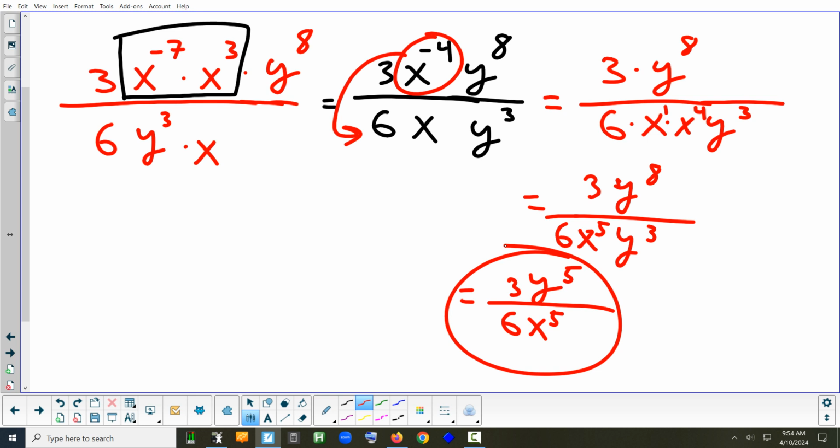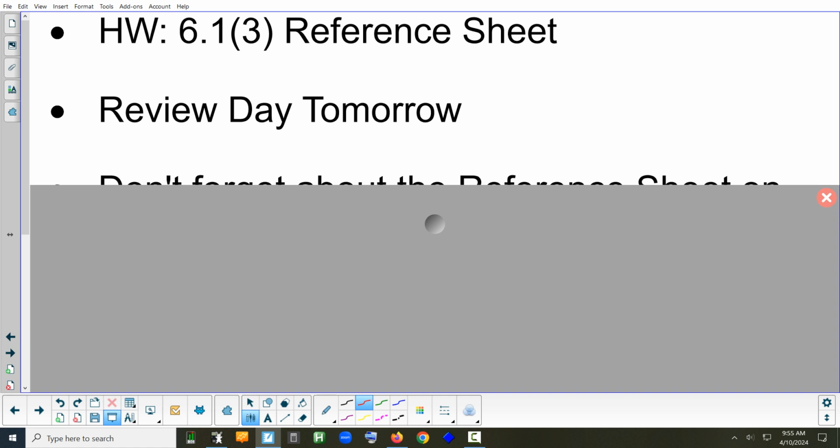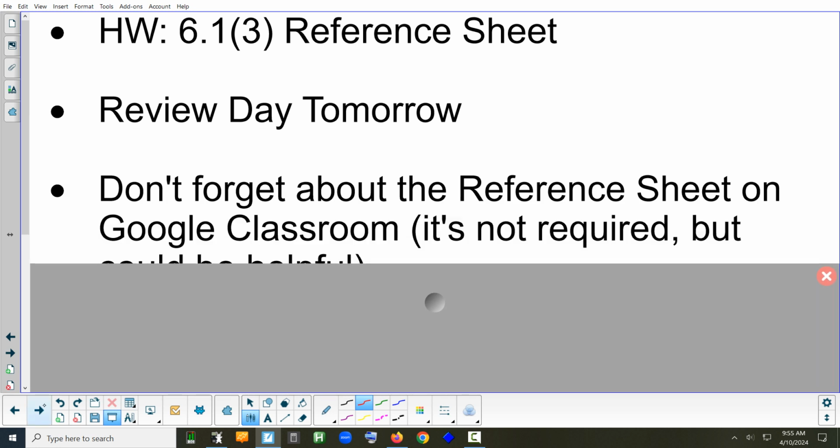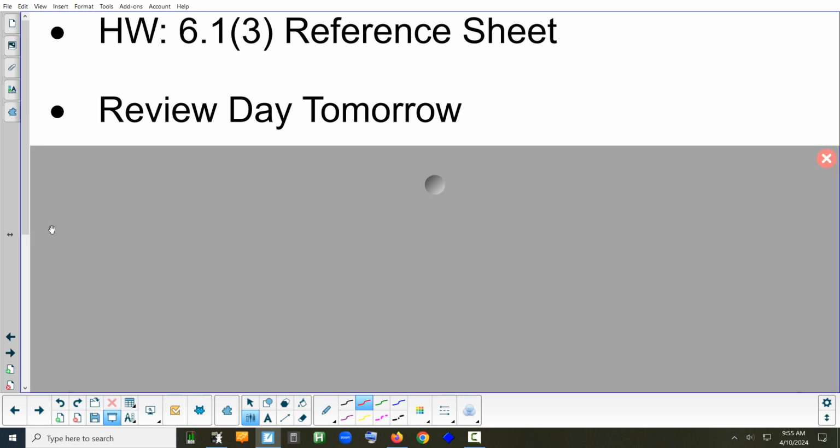So tomorrow we'll practice more of these kinds of problems to get ready for the test on Friday. Okay, so remember, reference sheet 6.1 part 3. That's the homework for tonight. And then we'll have a review day tomorrow.